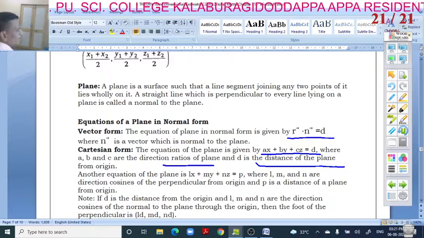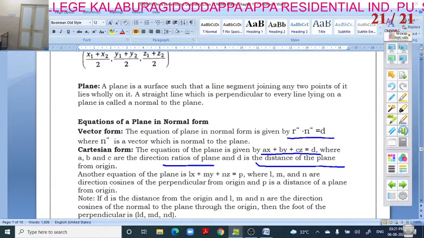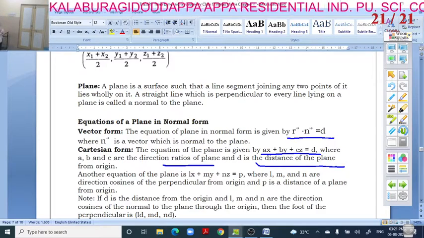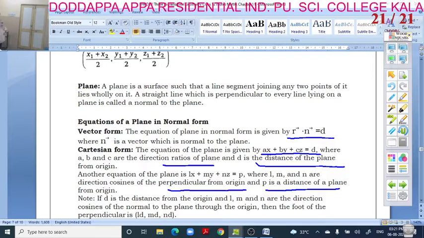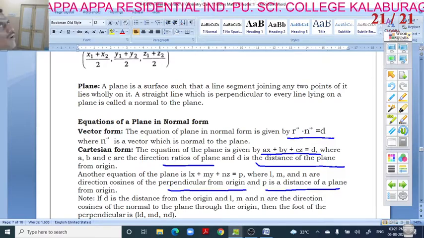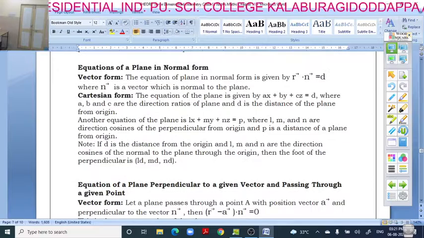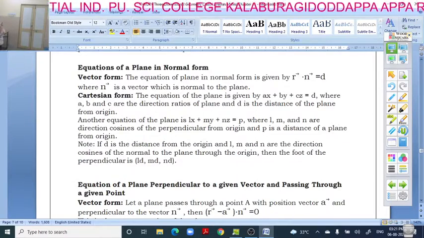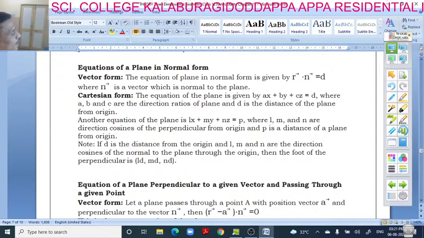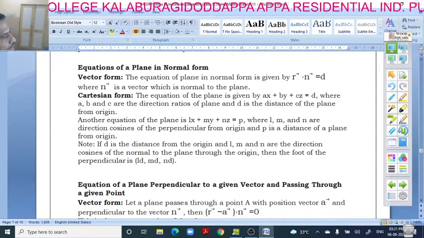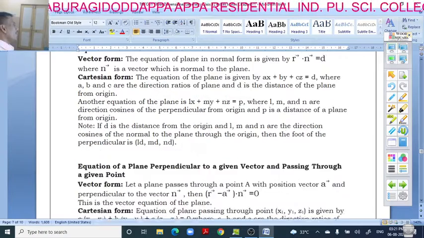Another equation of the plane is lx + my + nz = p, where l, m, n are the direction cosines of the perpendicular from the origin, and p is the distance of the plane from the origin. Next, if d is the distance from the origin and l, m, n are the direction cosines of the normal to the plane through the origin, then the foot of the perpendicular is (ld, md, nd).